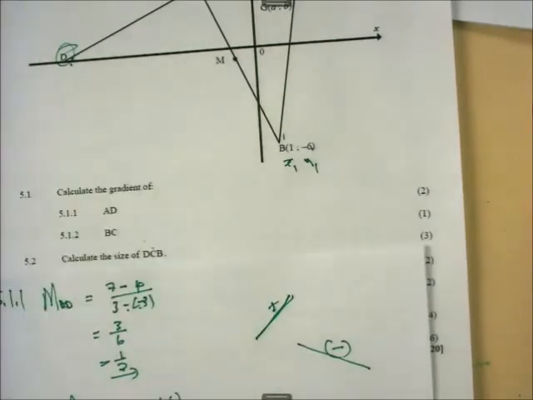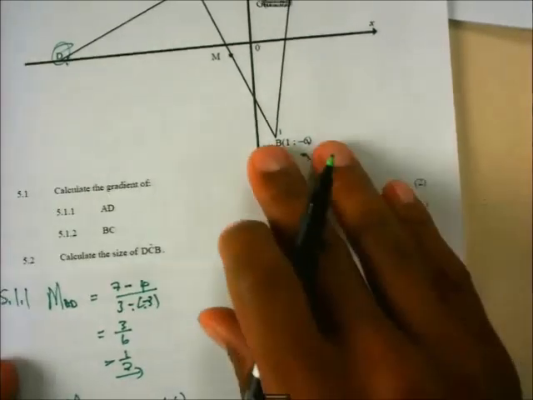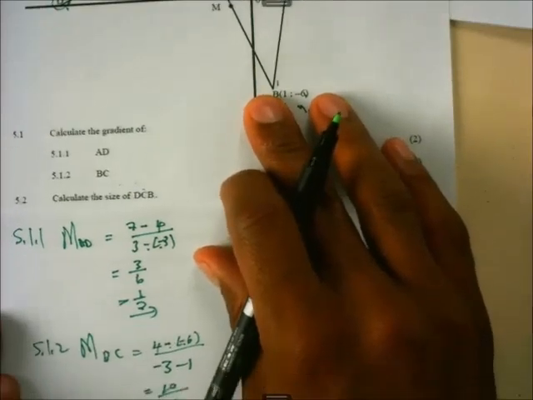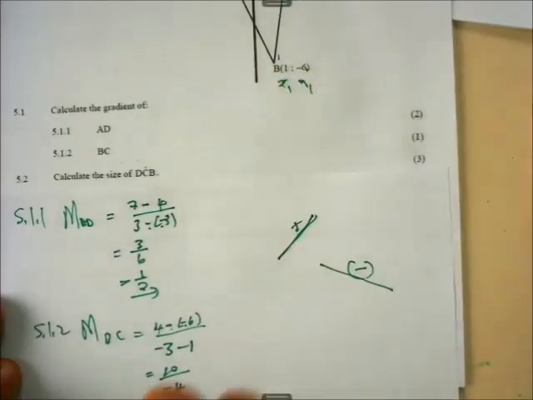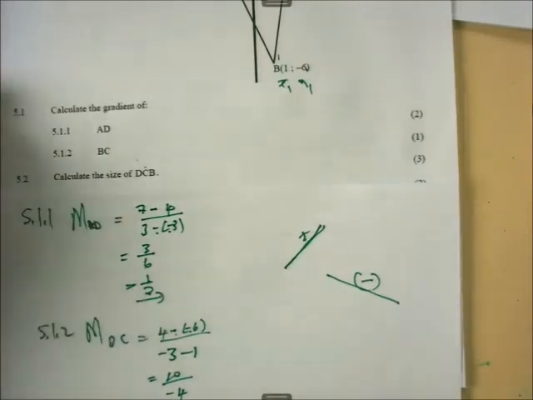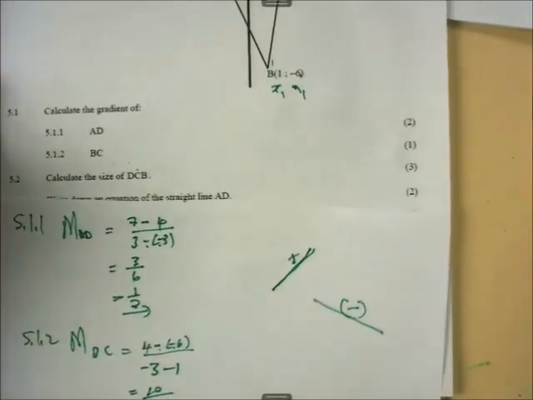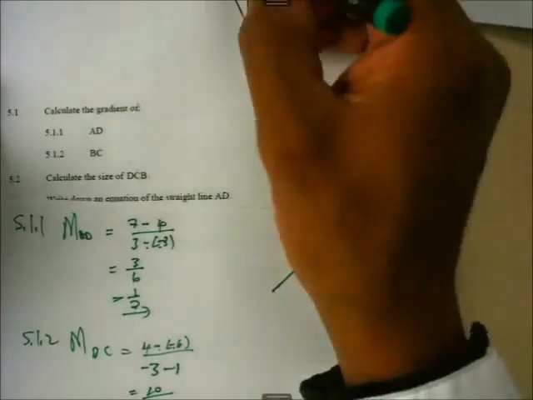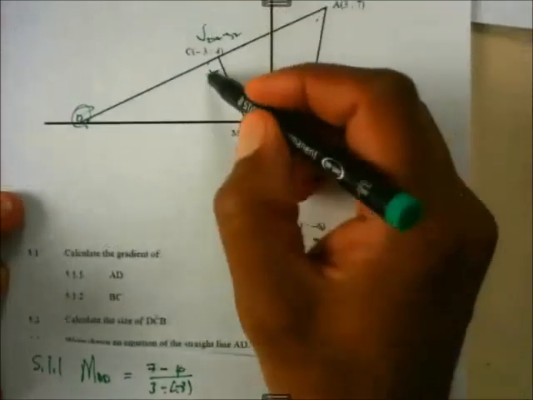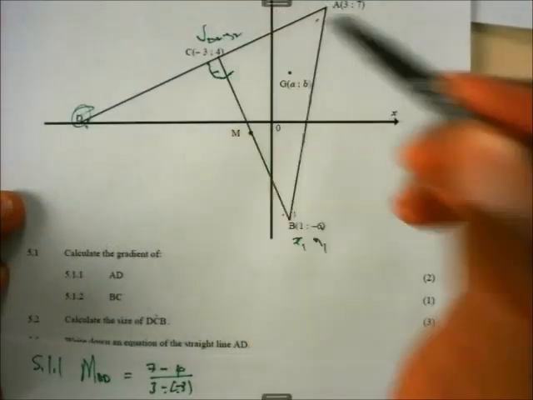Right, now 5.2. 5.2 now says you must calculate now the size of DC. You must calculate now the size of DC. How do we calculate the size of DC? Here's the DC, that is DCB. Then it means we are looking at this angle here. We are looking at this angle here.